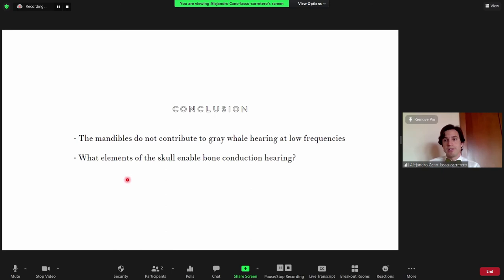Is it the shape? Are there particular bones in the skull that interact with sound and transmit the vibrations to the tympanic bones? Is it the way the skull is constructed? I'm going to leave it with that open question.